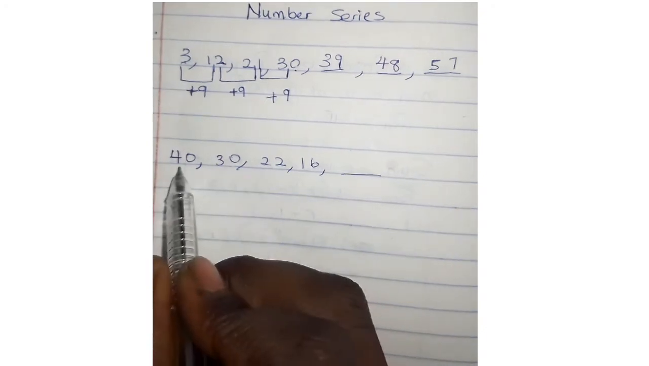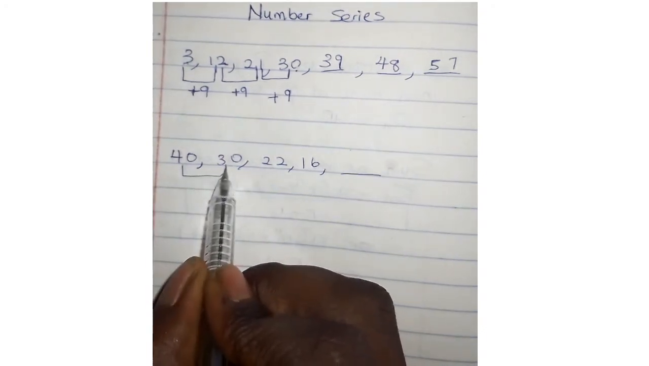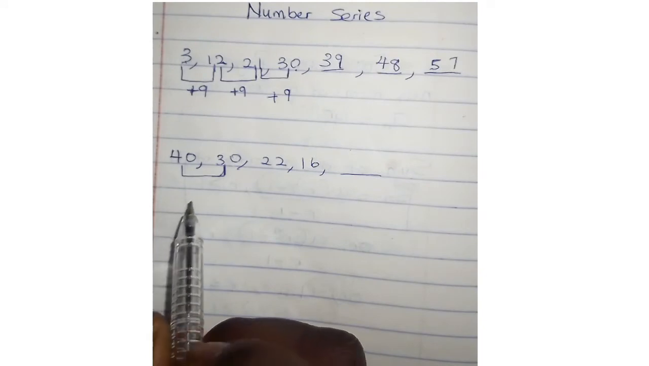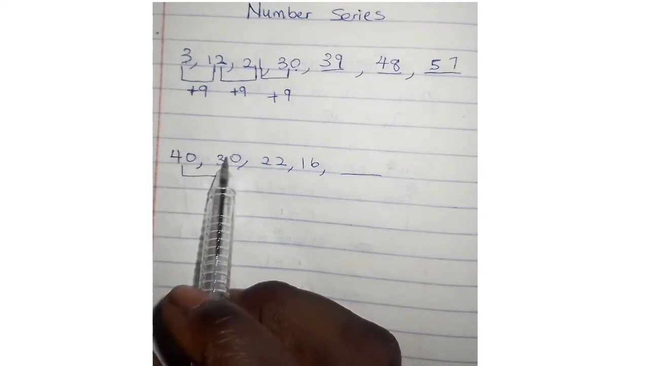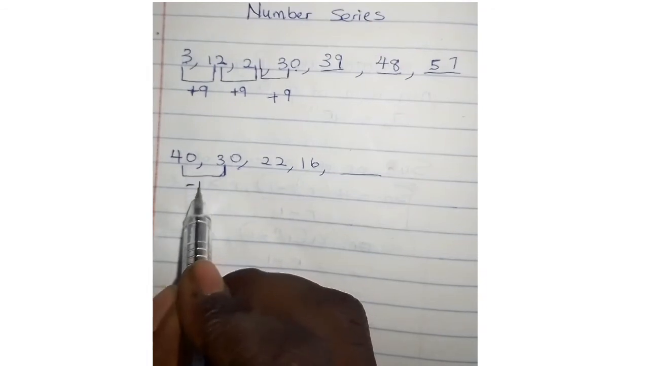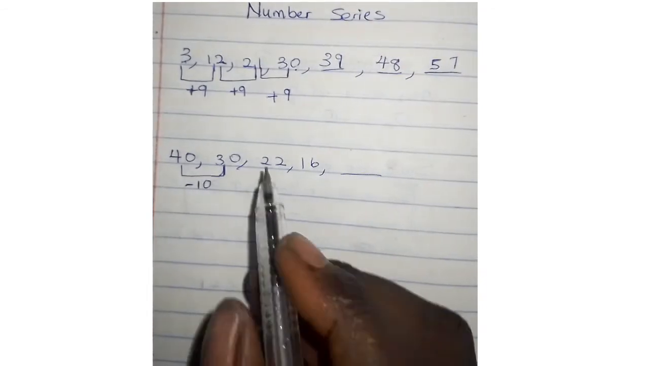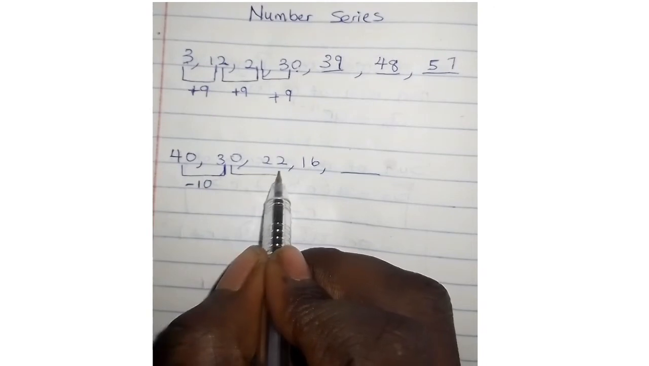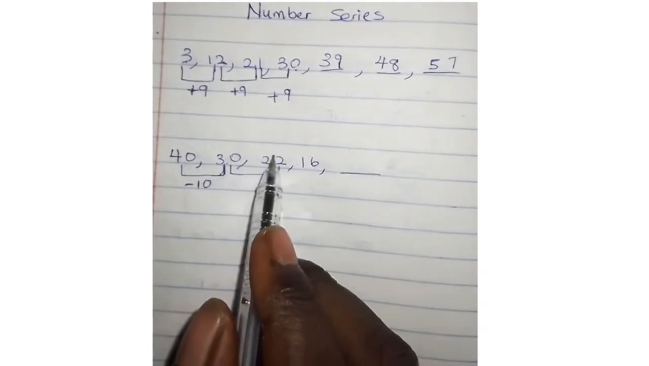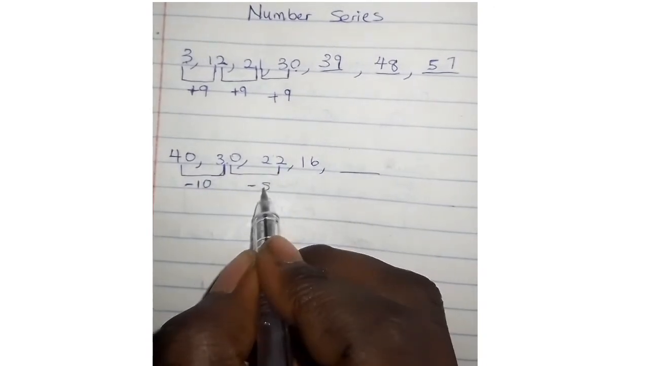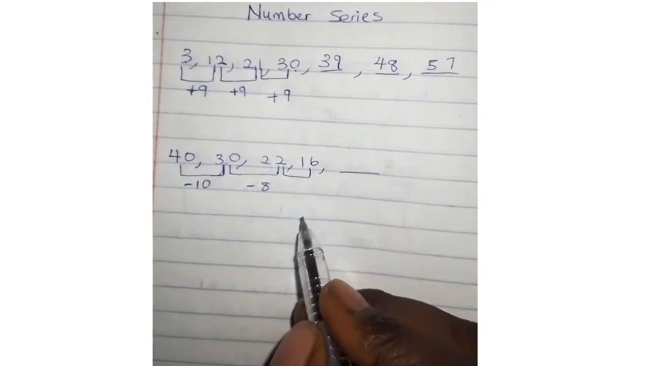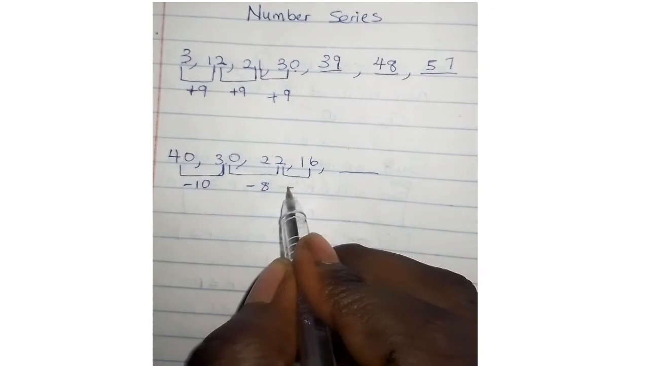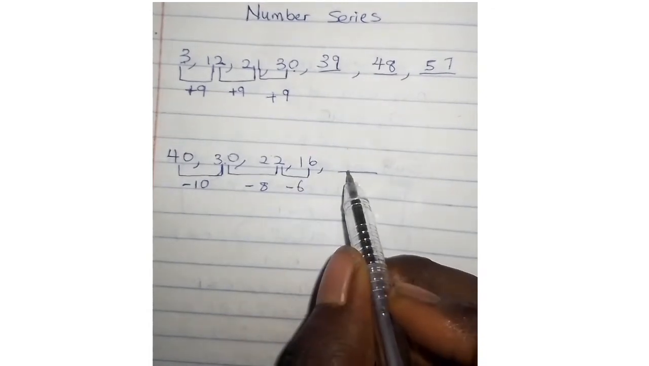Between 40 and 30, the difference is 10, which is to say 40 subtracting 10 gives 30. That means there's a difference of negative 10. From 30 to 22, there's a difference of 8. From 22 to 16, there's a difference of 6.